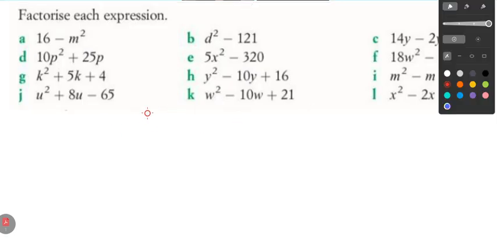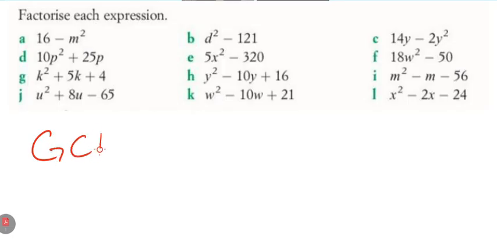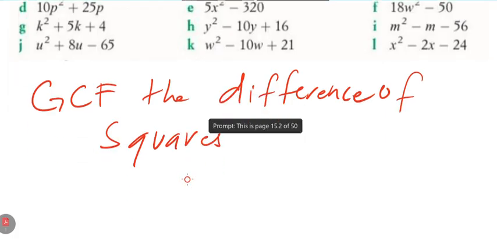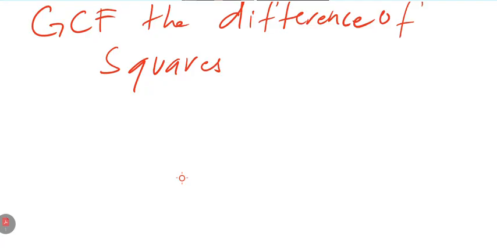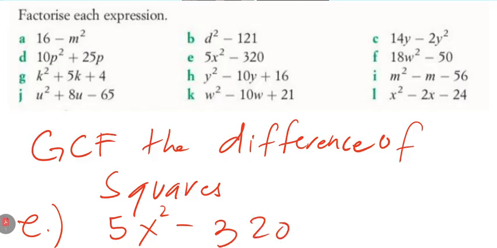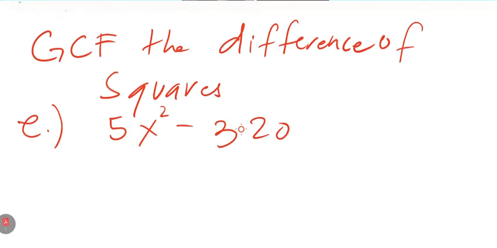We first factor out the GCF, then the difference of the square. All right, now to solve this one, let's start with the letter E. The letter E is 5x squared minus 320. So let's factor out the GCF for that one.